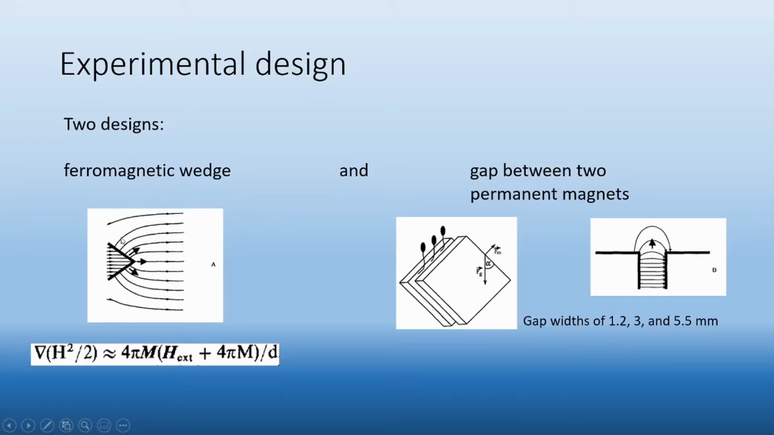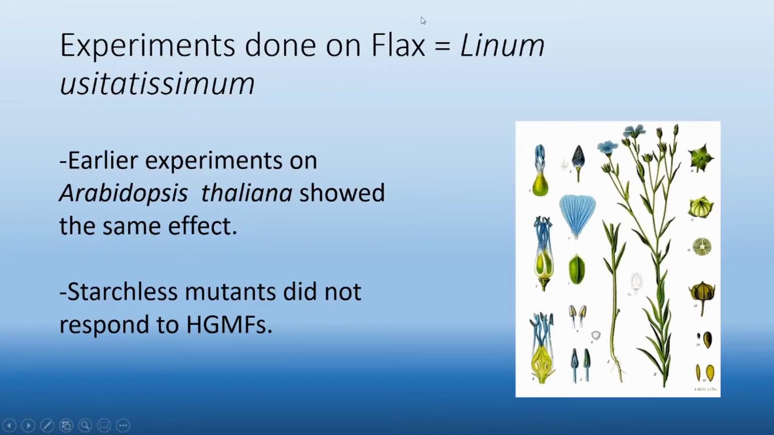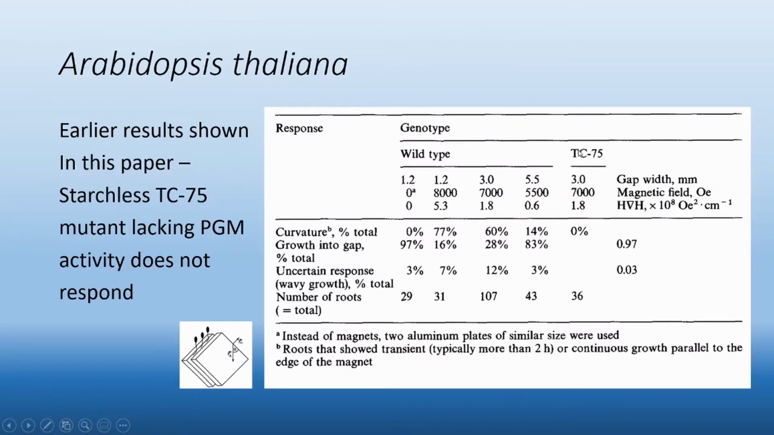That was the point. And so they were looking at this in flax, Linum usitatissimum. Earlier experiments on Arabidopsis showed the same effect, but starchless mutants did not respond to HGMFs. Earlier results shown in the paper, they had this starchless mutant TC75. It's lacking PGM, which is phosphoglucomutase. It's needed to synthesize starch, so these plants don't have starch in their amyloplasts. Their amyloplasts are basically like empty shopping bags blowing around in the wind.